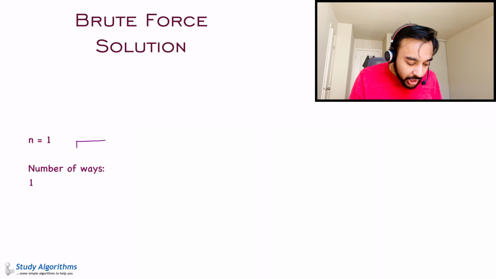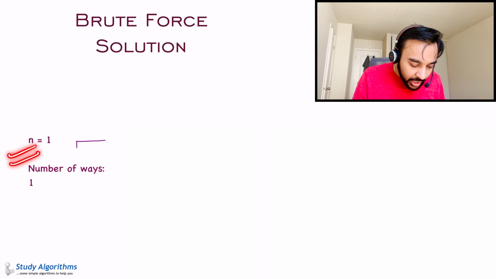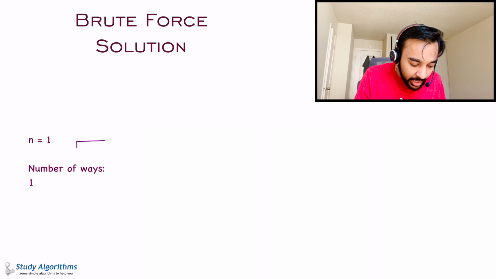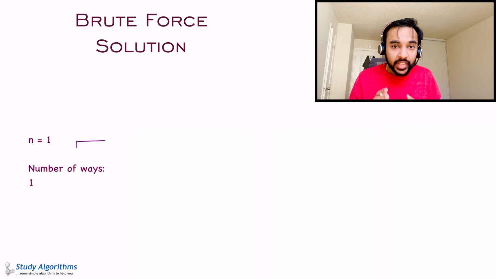staircases. So let's say your value of n is 1. That means you have only one staircase. And how can you climb it? You can just take one step, and that would be it. Correct? You can climb the staircase in only one way, right?